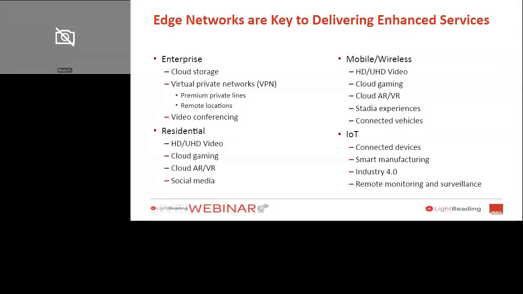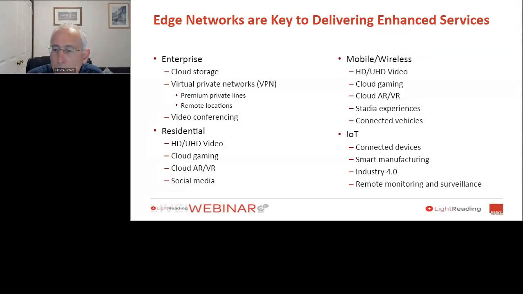Now, in this webinar, we are discussing edge networks that are the key to delivering the enhanced services that individuals and businesses require. Many businesses and government organizations have moved to cloud storage, both public and private. In place of private networks, most enterprises are moving to virtual private networks, covering campus networks, multiple business locations connected through premium private lines, and also remote locations, including branch offices and employees working from home.